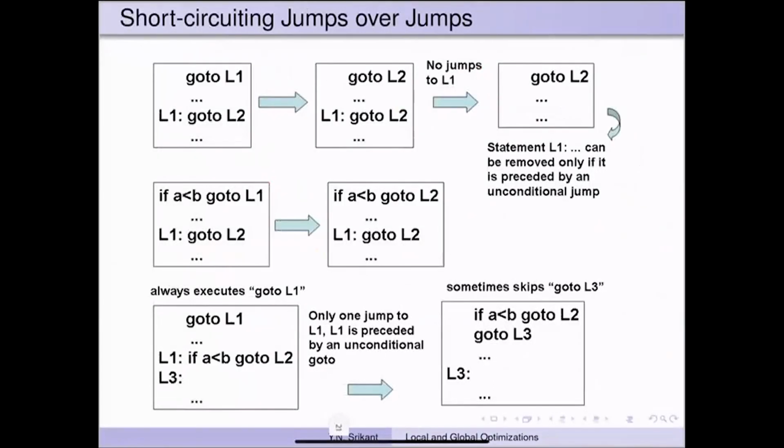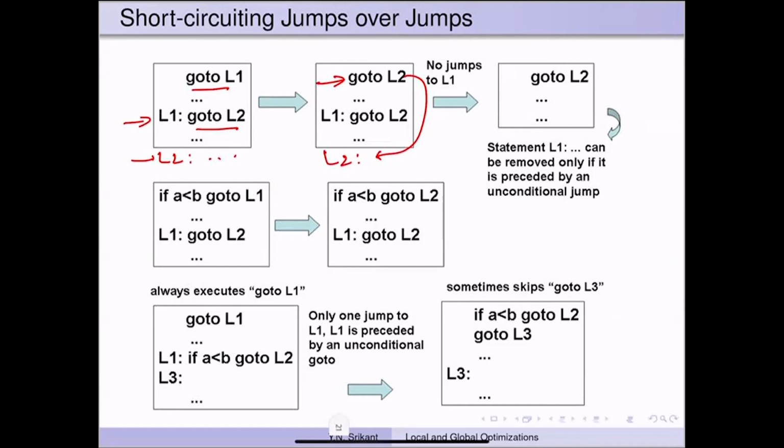Short circuiting jumps over jumps, right? So there is a go to L1 here. That means we go to this label L1. Then we again go to L2. So we may jump to L2. Well, why should we go to L1 and then go to L2? Instead of 2 jumps, we could simply replace this by go to L2 directly, right? So now there are no jumps to L1 anymore. It is not necessary. L2 is here somewhere. So this go to L2 directly comes here, right? So now there are no jumps to L1.